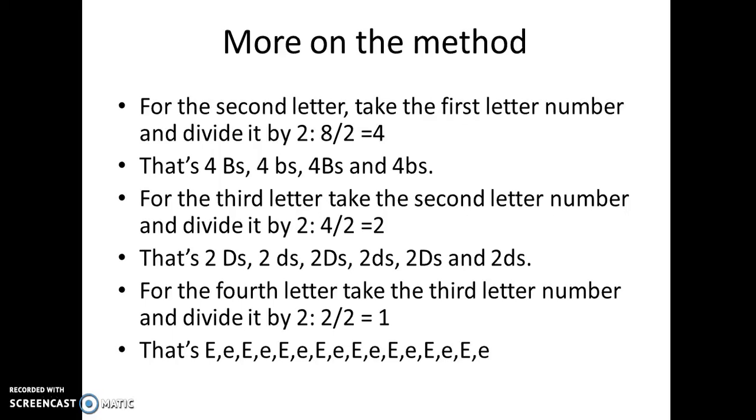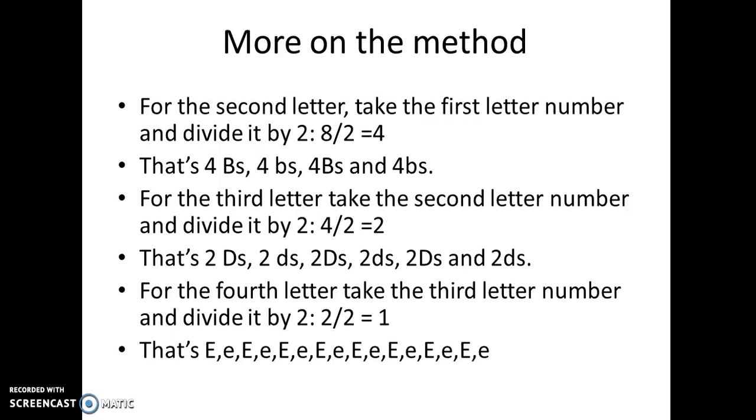So when you have 8 big A's there, you can write 4 big B's, and you can switch and write 4 little B's. All right. So then when you get to the little A's, you can write 4 big B's and 4 little B's. Do it. Now for the third letter, you're going to take the second letter number divided by 2. So 4 divided by 2 is, yes, 2. Very good. So you're going to write 2 big D's, 2 little D's, 2 big D's, 2 little D's, 2 big D's, 2 little D's.